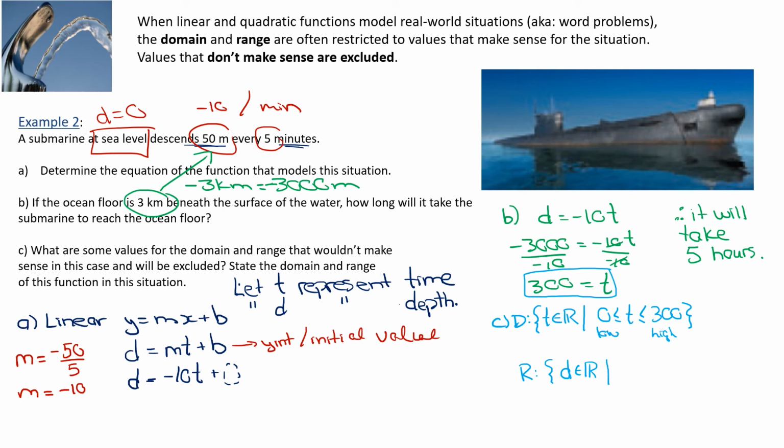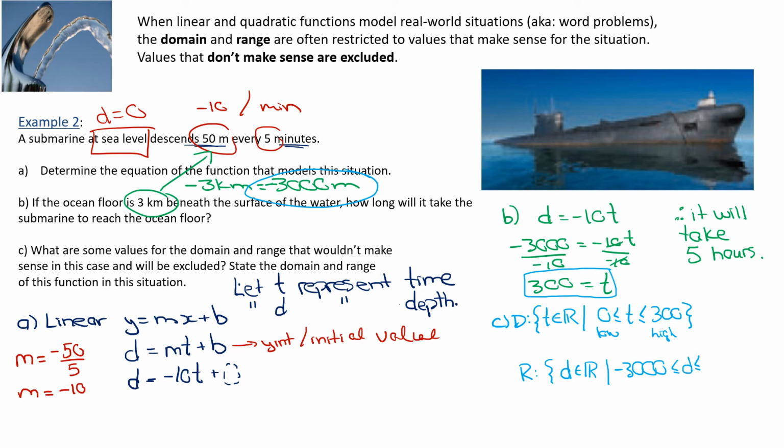What's the low number here? Well, the low number, we were given it in the question. We've got to stick with the same units, which is negative 3,000 meters. That's the low number, so that's less than or equal to all the d values.